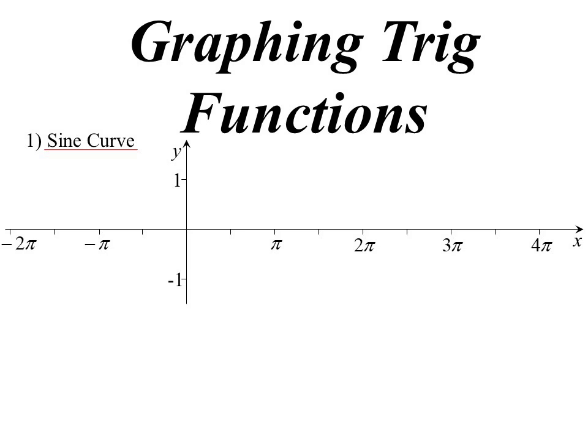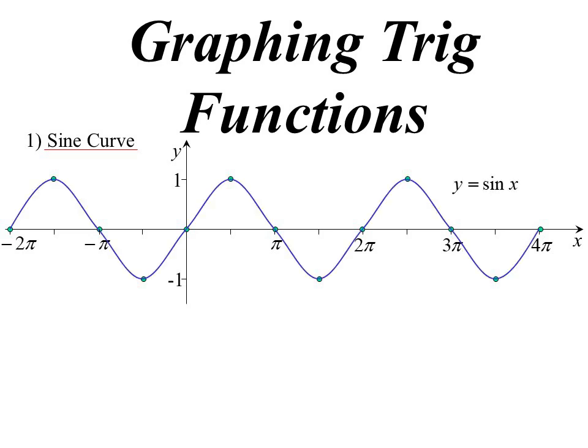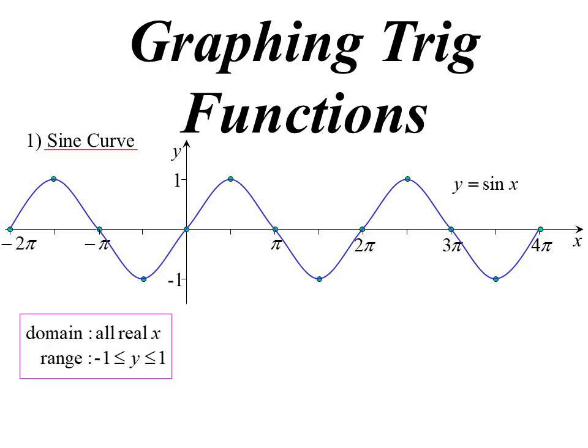We know the sine curve starts at the origin, and then it goes up, and then it basically zigzags up and down, backwards and forwards. But of course we don't draw in a zigzag, we draw in a nice smooth curve. So there's y equals sine x. What do we know about it? We know the domain's all real x, there's no breaks in that domain, and the range, as I say, goes in between -1 and 1.